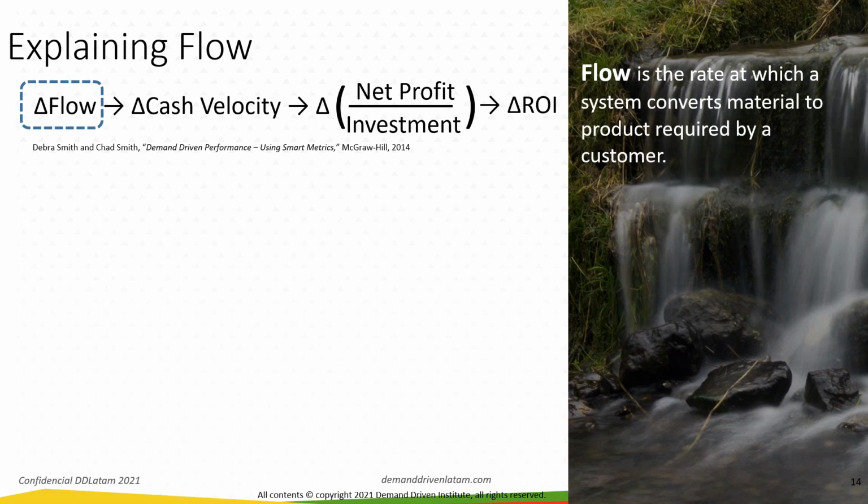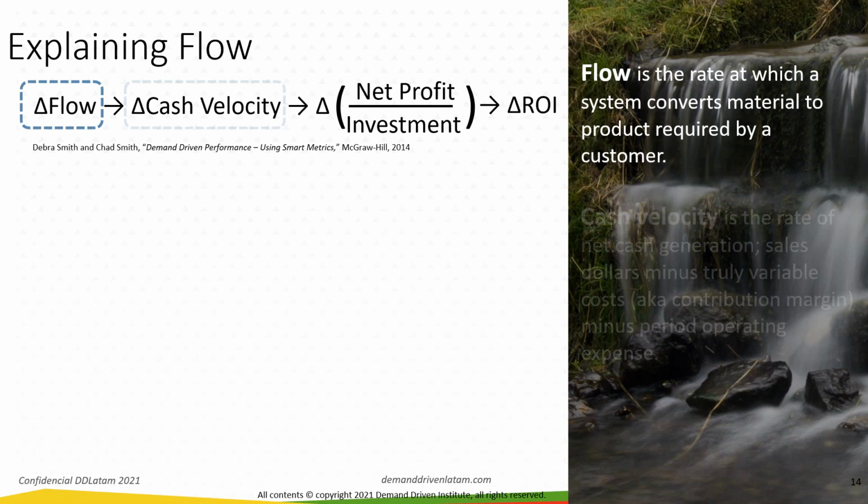How do we define it? Flow is the rate at which a system, this complex adaptive system, converts material to product required by a customer. Again, not pushing the utilization of our resources away from market demand, but directly tying the utilization of our resources directly to market demand. That's where we're going to get our best flow.